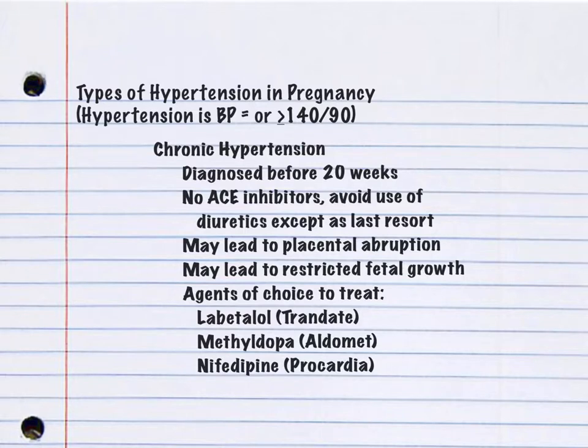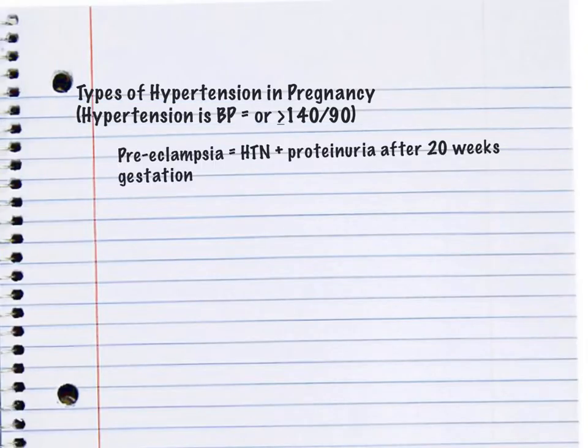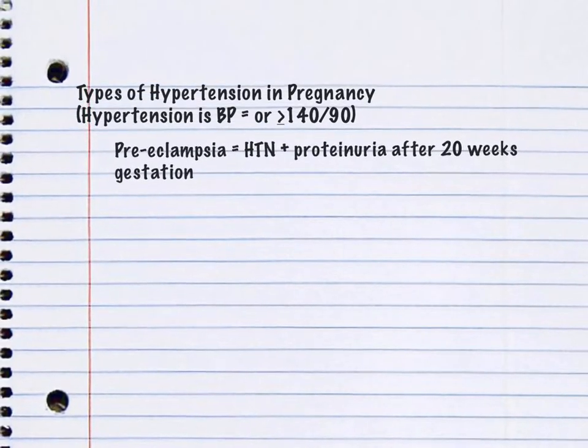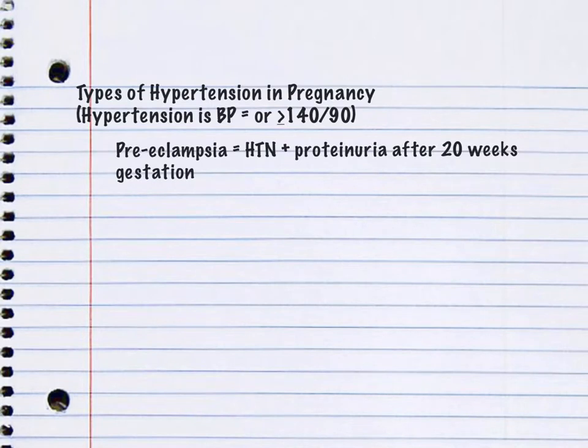And I don't want you to get too fixated on chronic hypertension. It is good to know about it. However, most of our discussion is going to be focused on preeclampsia and eclampsia. So let's move on to that. Just to review what we've already talked about, preeclampsia is hypertension with proteinuria after 20 weeks of gestation. And we're going to discover why it's a multi-system disease, what makes you get that proteinuria, and how it becomes so dangerous to mom.